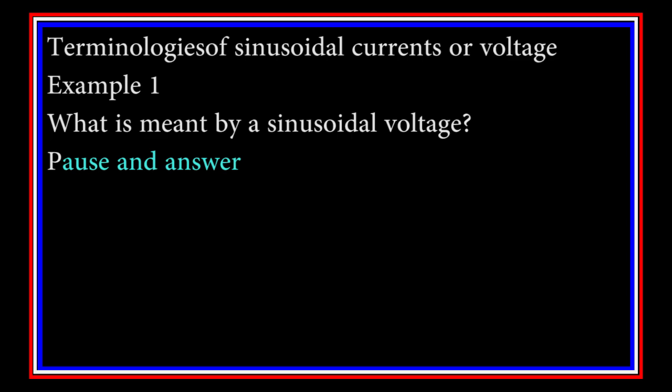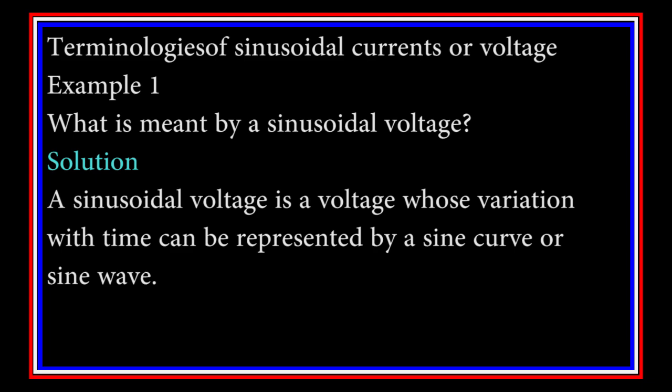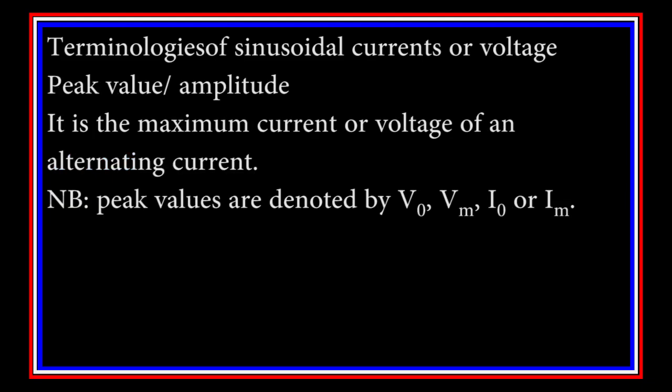Example 1. What is meant by a sinusoidal voltage? A sinusoidal voltage is a voltage whose variation with time can be represented by a sine curve or sine wave. A peak value or amplitude is the maximum current or voltage of an alternating current.